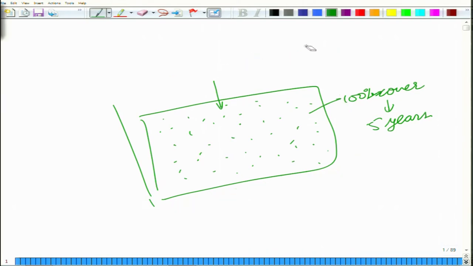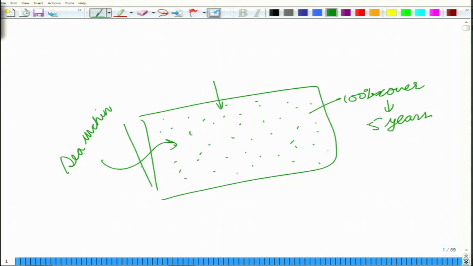So in that case you can try to bring in some predators. For instance, you can bring a sea urchin into this area, and why were there no predators in this area? Because probably there was a very huge amount of wave action.